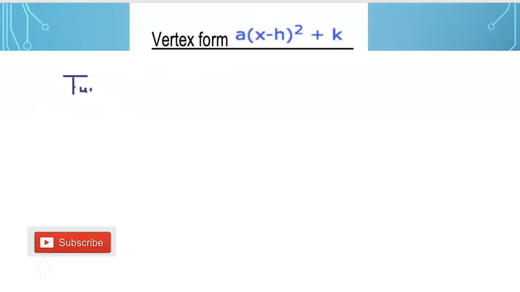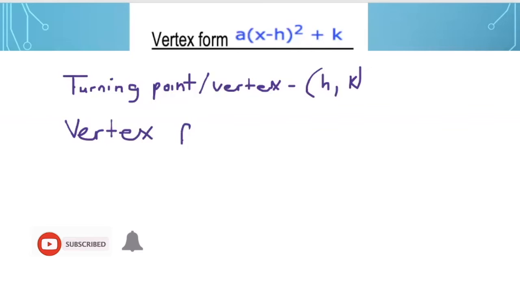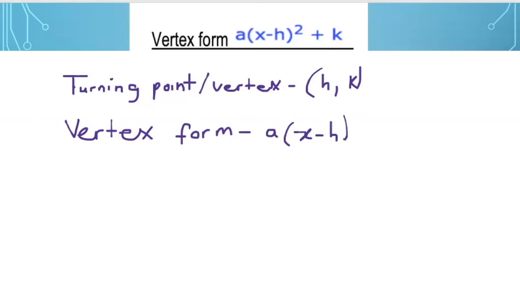Now here we need the turning point. The turning point is HK. H stands for X and K stands for Y, and this is known as our vertex. So just remember the vertex is HK. Now the vertex form is when we replace A, H, and K in this general form. So this is a general form that I'm going to substitute the values A, also the value for H, which is the X value for the turning point, and K, which is the Y value for my turning point.